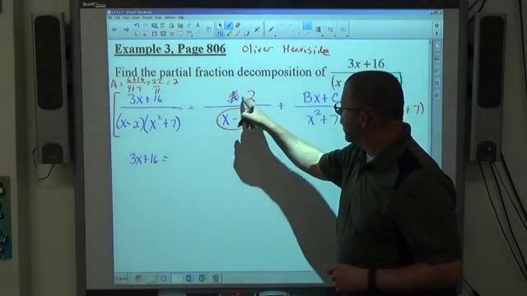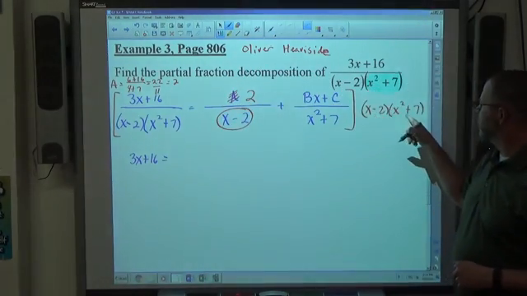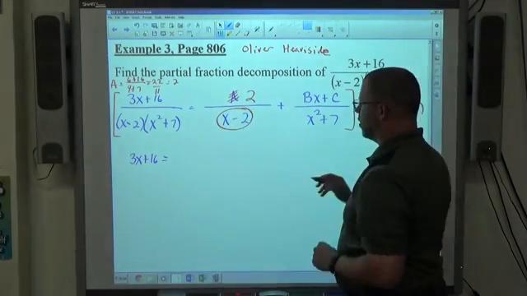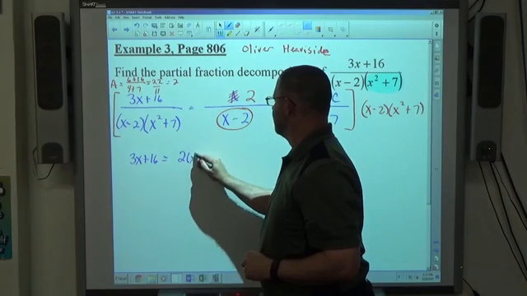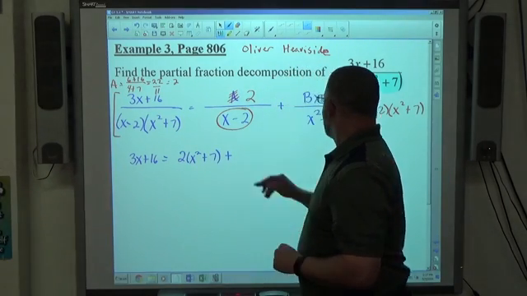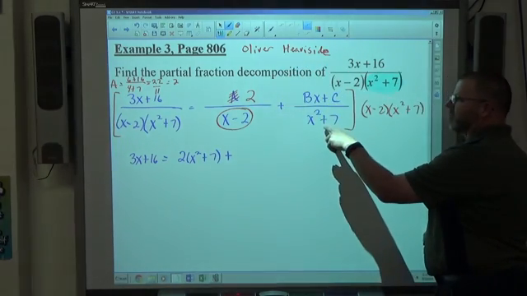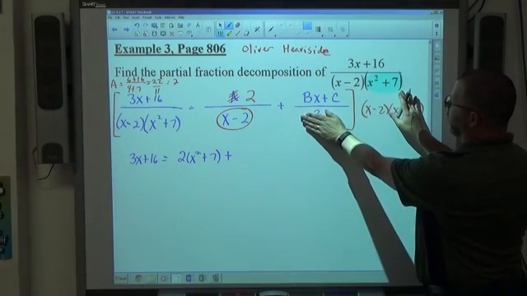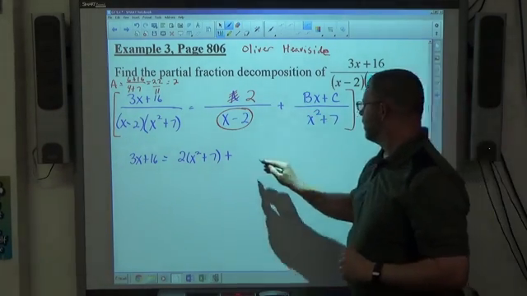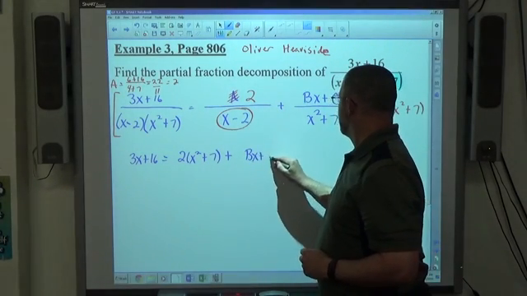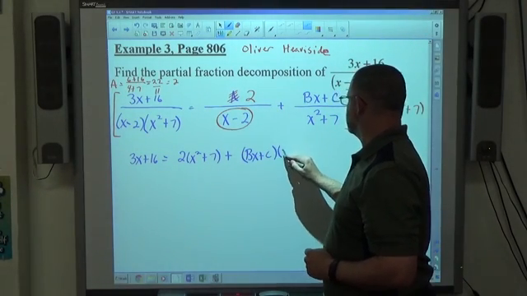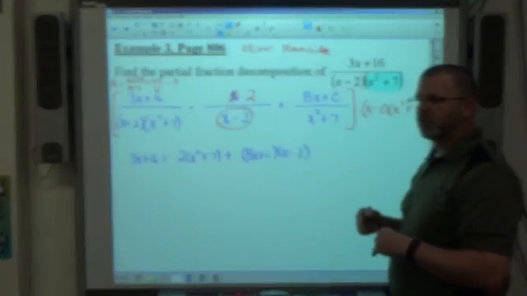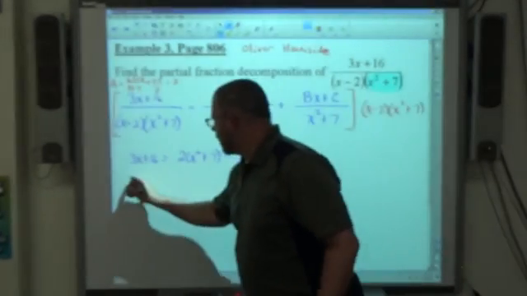equals. When I do 2 over x minus 2 times x minus 2 times x squared plus 7, the x minus 2's cancel, leave me with 2 times x squared plus 7. And when I multiply b plus c over x squared plus 7 times x minus 2 times x squared plus 7, the x squared plus 7's cancel, leave me with bx plus c times x minus 2. So I create the same similar structure as we did yesterday, right? And then I can keep going on.